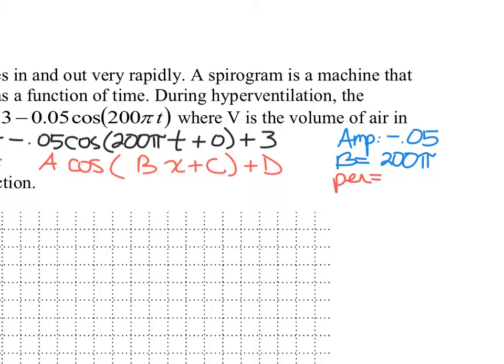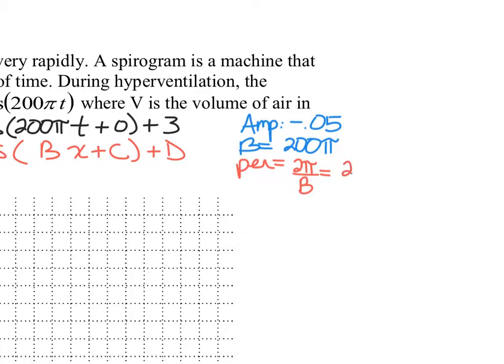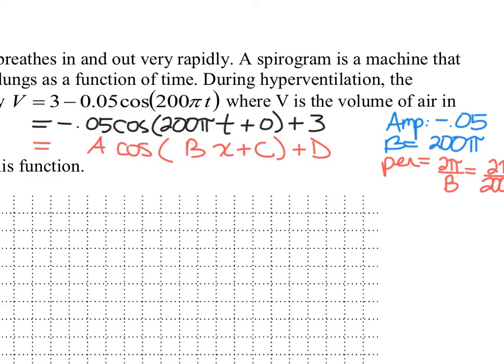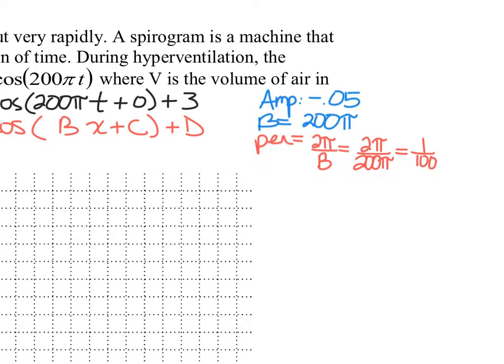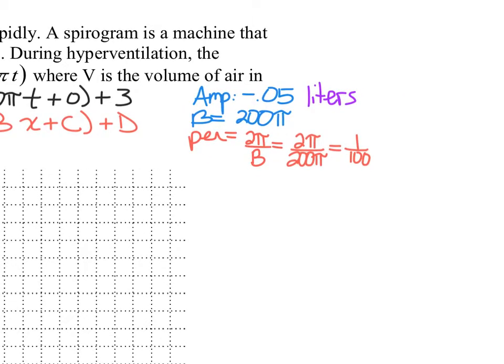Period of a trig function formula? That's close to the phase shift formula, which would be negative c over b. The period is 2 pi over b. All right, so in this case, it would be 2 pi over 200 pi, which would be 1/100th of a minute. All right, so the units for the amplitude would be liters. That's a measure of y. And the units for the period would be minutes.